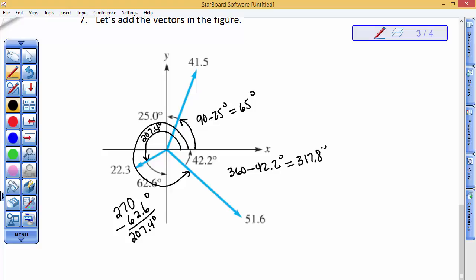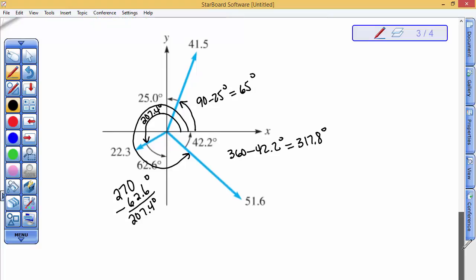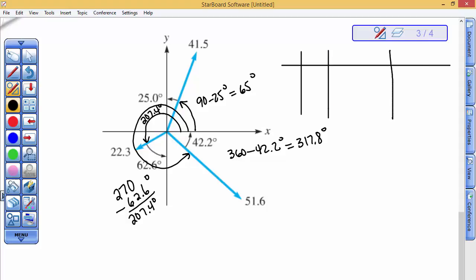So let's see if I can, I don't know if I can scroll enough to set up a table. I guess I'm going to go ahead and come on over here, just start to set this problem up. And so the first vector's magnitude is 41.5, and I'm going to use a 65 degree angle. The next vector's magnitude, the blue line, is 22.3, and its angle is 207.4 degrees. And then this last vector, its magnitude is 51.6, and I'm going to use an angle of 317.8 degrees.